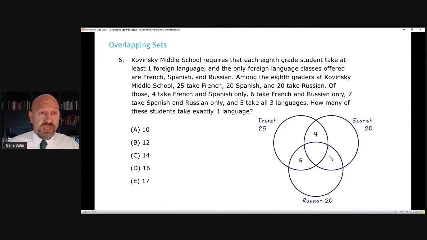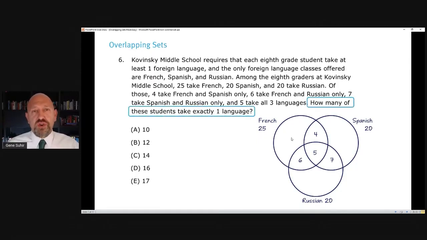Now, one other thing they tell us, and that is that five students take all three languages. So the polyglots are going to be where all three of those circles overlap. Now, the question reads, how many of these students take exactly one of the languages? So what we're really interested in are the parts of each circle that don't overlap with anything else. Those that take French only, those that take Spanish only, and those that take Russian only.